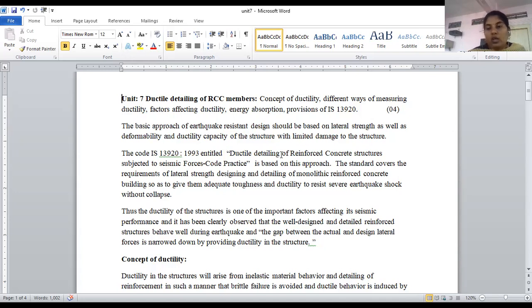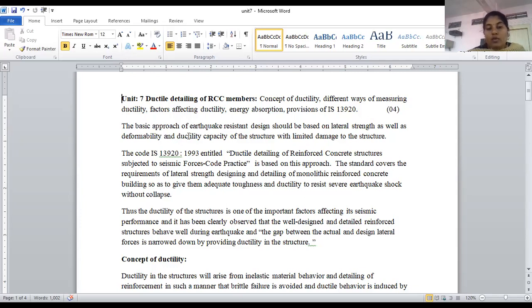At that time we can reduce the damages which will occur to any type of building when dynamic forces, earthquake forces, come. And that is the basic fundamental to understand as ductile detailing of the RCC member to achieve the building as an earthquake resistant building.